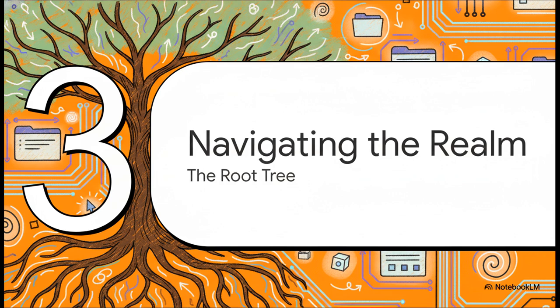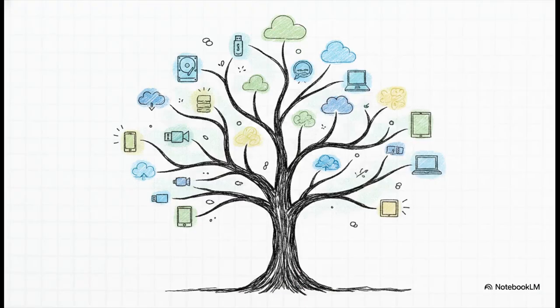Which brings us to Section 3, navigating the realm, the root tree. Now that we have our tools sorted, let's talk about the actual physics of this new world. If you're coming from a Windows PC, you are totally used to separate drives, right? The C drive, the D drive, maybe a USB thumb drive that pops up as E. Well, in the Unix and Linux architecture, that concept doesn't even exist. Instead, we have the root directory, which is represented by a single /. It is one massive unified tree. Every single thing on your system, external drives, network devices, system configs, it all lives as a branch growing out of this single unified root.